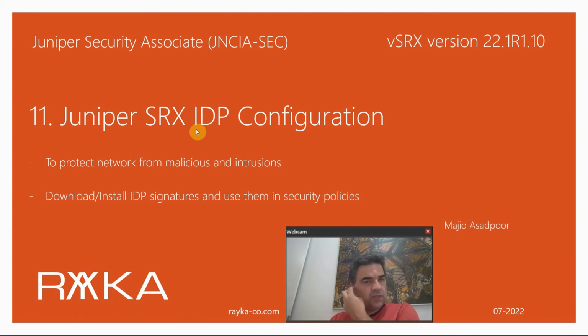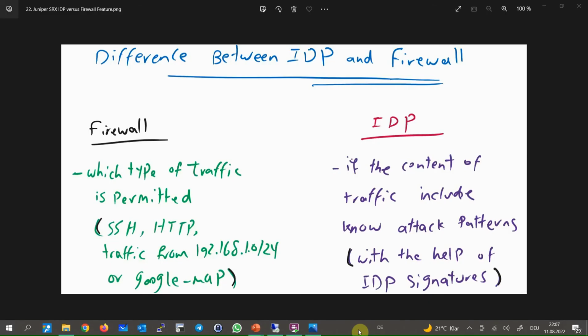IDP, or Intrusion Detection and Prevention, is a feature to protect the network from malicious activity and intrusions. In this section, we will learn how to download and install IDP signatures, how to configure an IDP policy, and use them in security policies. As the first point, you may ask, what is the difference between the firewall and the IDP feature?